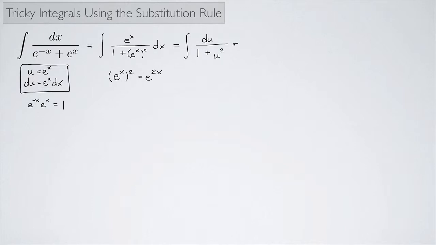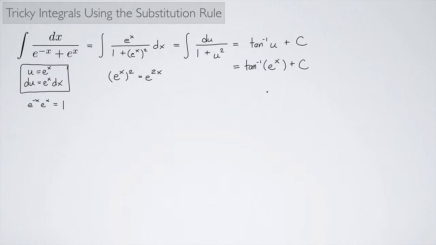This is an integral I know how to do. So this one, if you remember, is an inverse tangent. So this is the inverse tangent of u. Some people write this as arctan plus a constant. So remember, the derivative of the inverse tangent is 1 over 1 plus x squared. So I want to write this in terms of x. So I can write this as the inverse tangent of, and instead of u, I'm going to rewrite it as e to the x plus c.